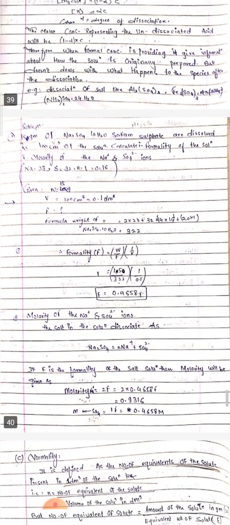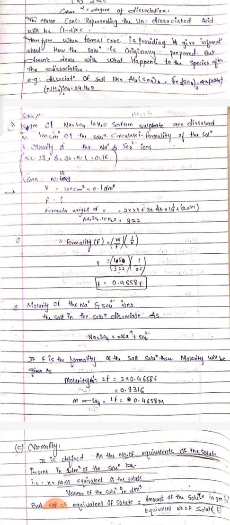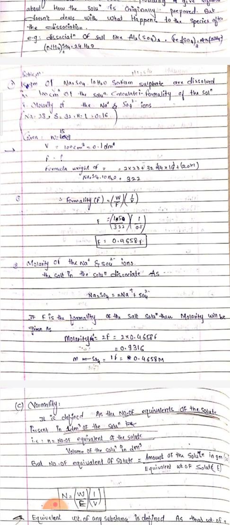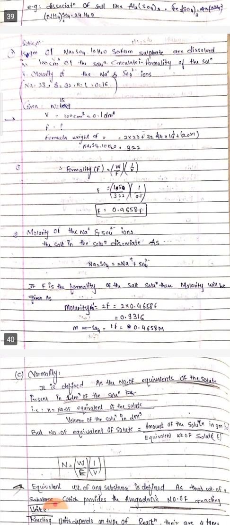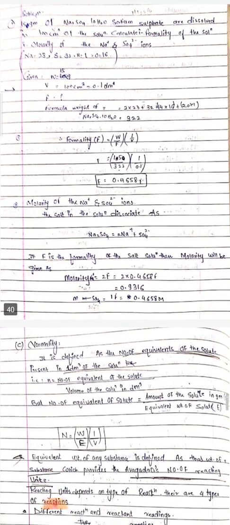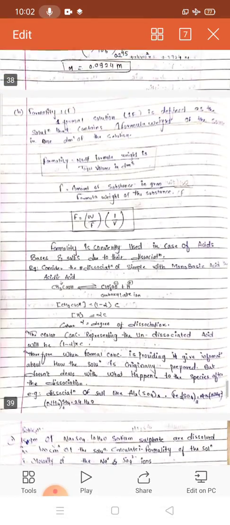Formal. Molarity of the Na plus and SO4 ions. The salt in the solution dissociates as Na2SO4 gives 2 Na plus plus SO4 2 minus. Formality of the salt solution: the molarity is given by molarity equal to 2F. Molarity of Na plus is equal to 2F, which is equal to 2 into this, and molarity of sulfate is 1F, that is 0.4658.